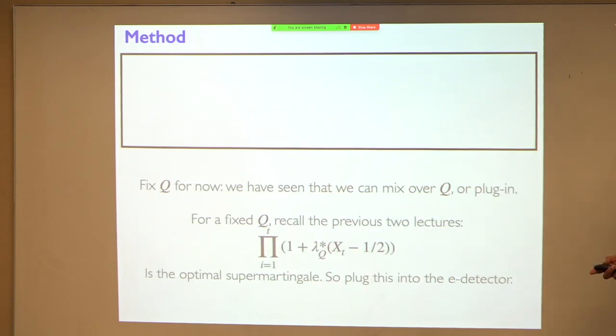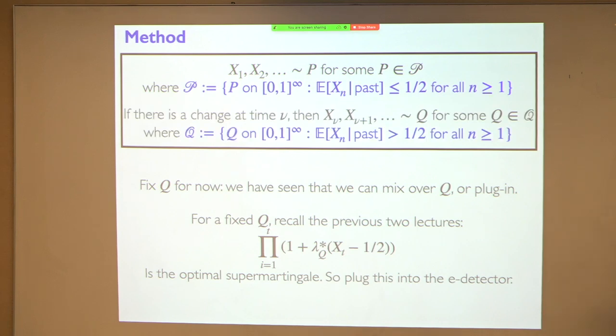Okay, so the method we have, yeah, one second. What do I want to say? Okay, this is not the method, this is just the problem statement I'm trying to say. So for now, just imagine that you know there's a fixed Q that it's changing to. So remember that it's like a composite alternative. To deal with the composite alternative, we'll mix or we'll plug in. So let's now answer the question of a fixed Q.